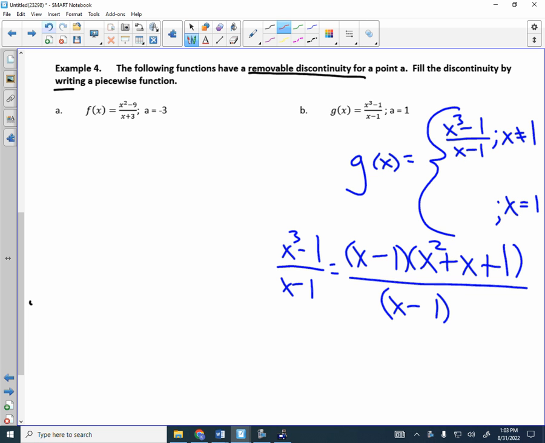What can I now do? Great, I got rid of the discontinuity. So in order to figure out what that should be, I take that and plug it in. When we plug it in, 1 squared is 1 plus 1 plus 1, 3. That filled the discontinuity.